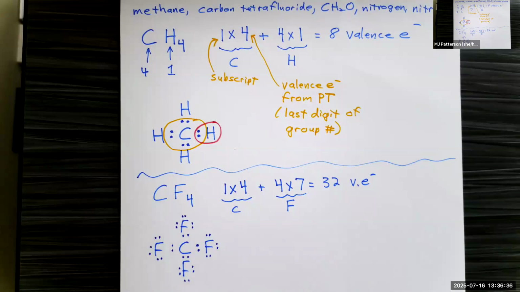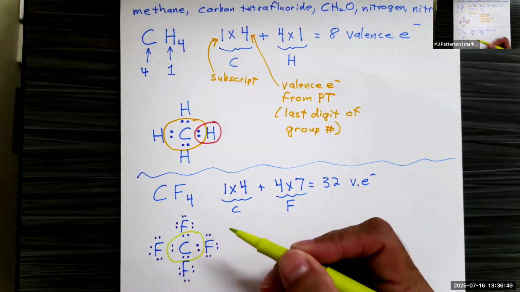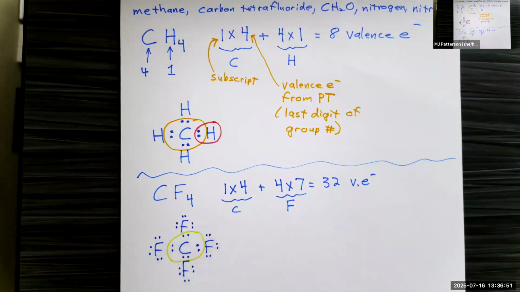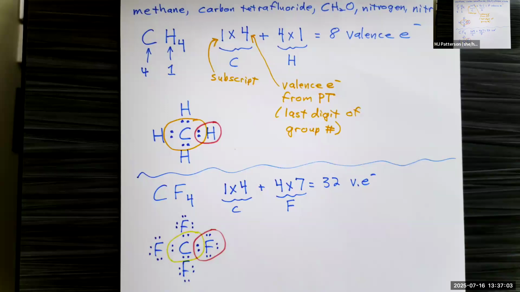Does carbon have an octet? There are 8 electrons associated with the carbon. How about fluorine? Does fluorine have an octet? Do all 4 fluorines have an octet? Yeah. So the fluorine octets look like this. So this is a good Lewis dot structure.